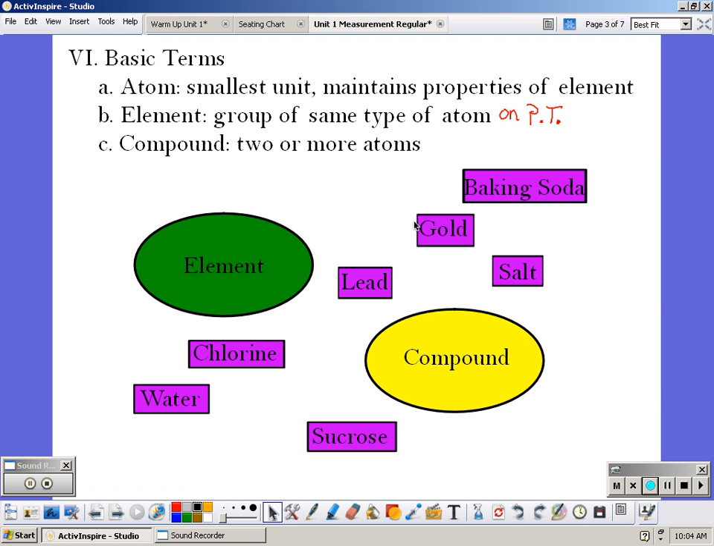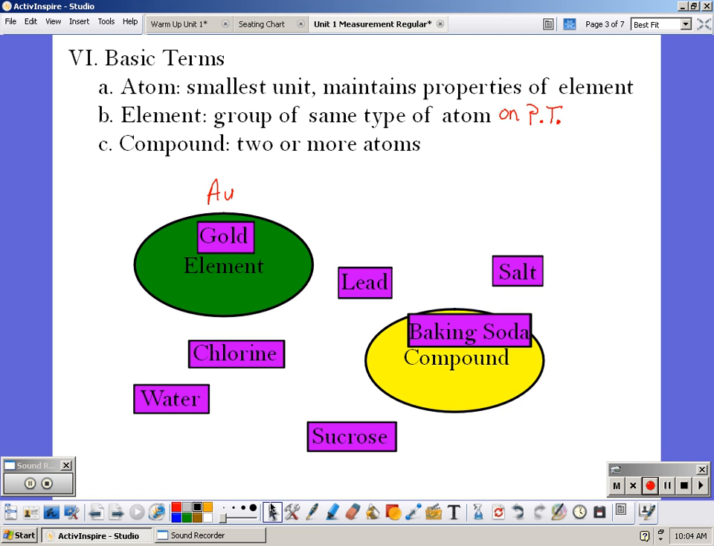Gold, for example, is on the periodic table, so it's an element. Its symbol is Au. Baking soda is not on the periodic table, so it's a compound. On the test, I will also put down the formula. So baking soda is NaHCO3. So I know that this is a compound because it contains more than one capital letter, therefore it contains more than one element.